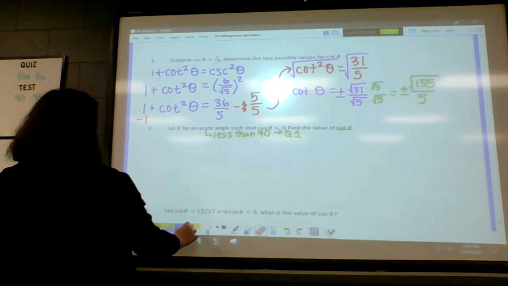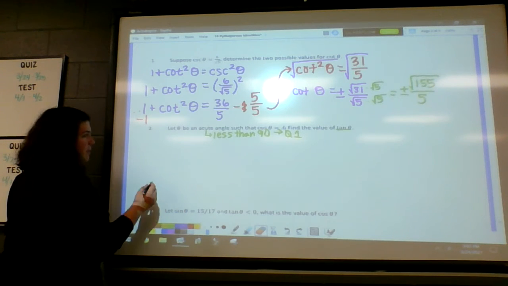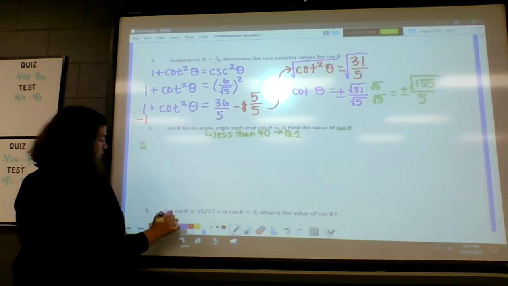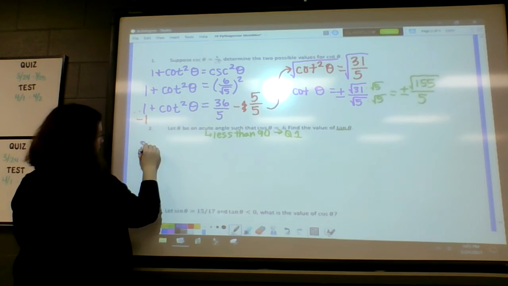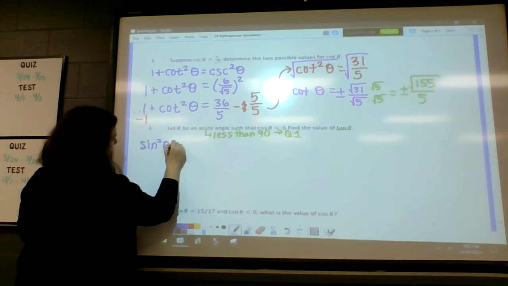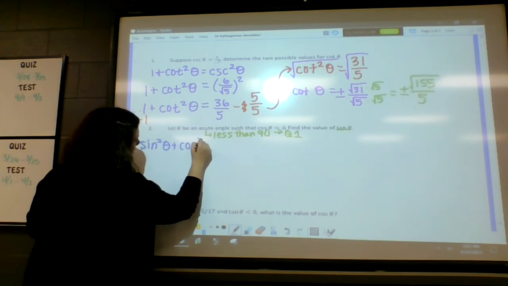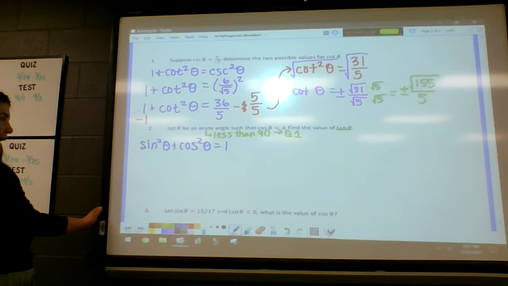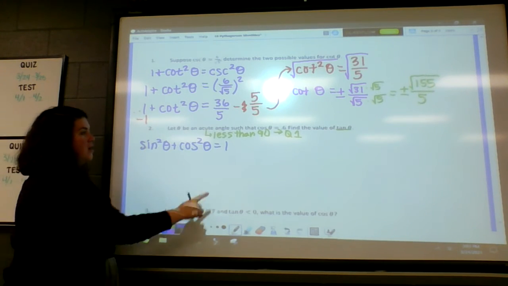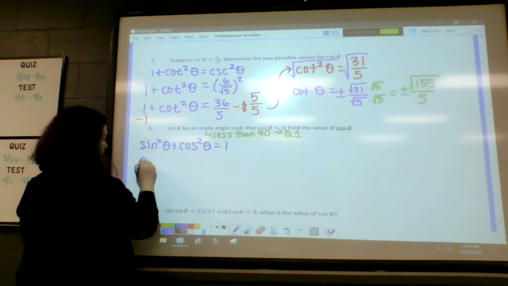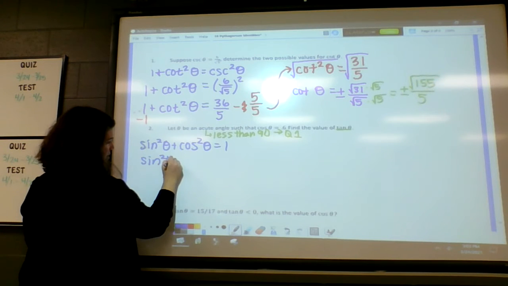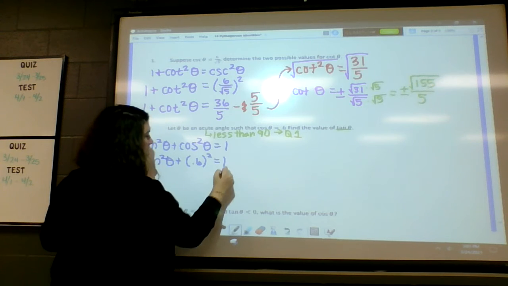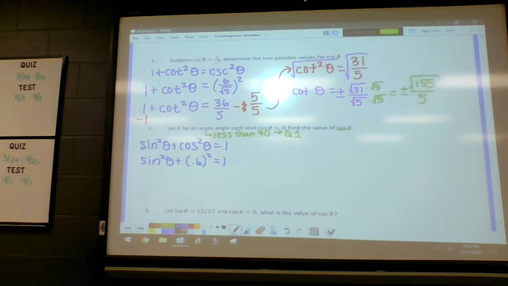So you kind of have 2 options. I'm going to use the sine squared plus cosine squared. So we'll use this one. Sine squared of theta plus cosine squared of theta is equal to 1. All right, and we know cosine is 0.6, so we can say sine squared theta plus 0.6 squared is equal to 1. And then we're going to solve for sine.